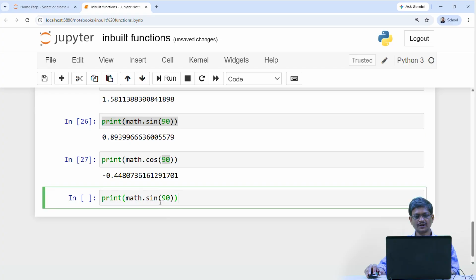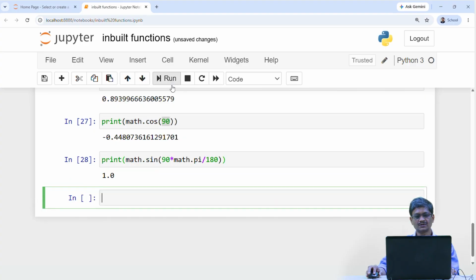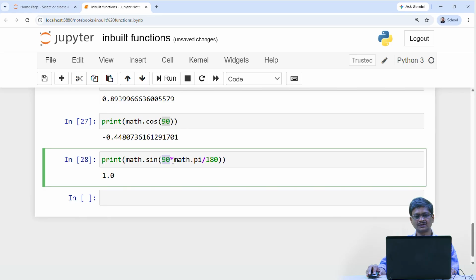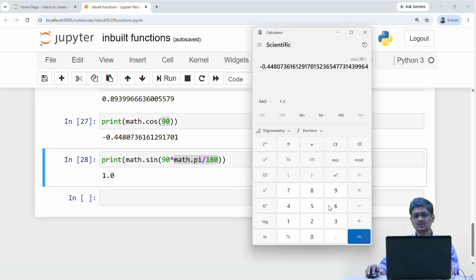So let us try this one more time, and this time I am saying sine of 90. I want to convert this into a radian value. So I just need to multiply this with math.pi, which we have just now seen is a constant, divided by 180. So now if you execute this, see sine of 90, which is ultimately getting converted into radians, I am going to get the value as 1. Let us try this. So 90, okay, and this time I am using degrees, and if I use sine, see I am going to get the same answer.